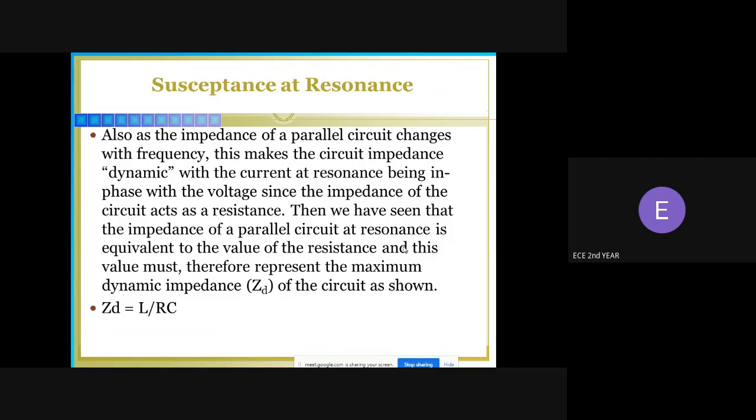Also, as the impedance of a parallel circuit changes with the frequency, this makes the circuit impedance dynamic, with the current at resonance being in phase with the voltage, since the impedance of the circuit acts as a resistance. Then we have seen that the impedance of the parallel circuit at resonance is equivalent to the value of the resistance, and this value must therefore represent the maximum dynamic impedance ZD of the circuit. So ZD equals L divided by R into C.